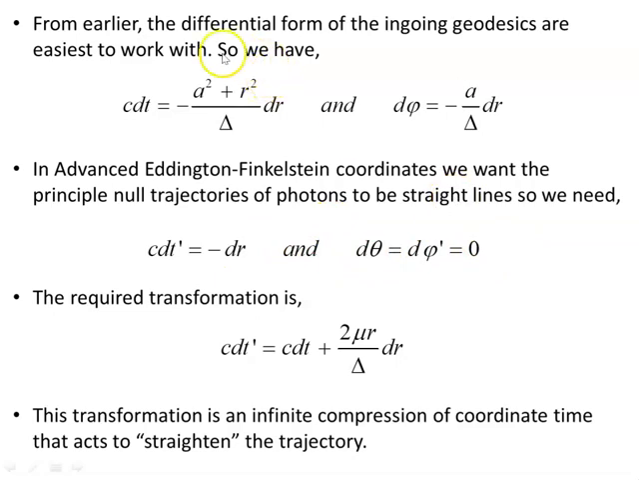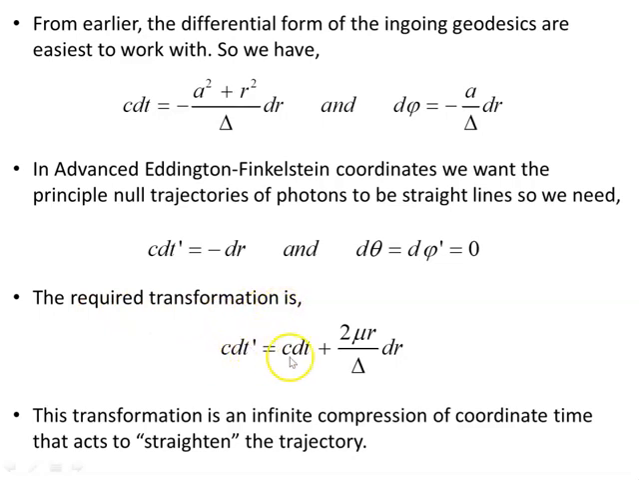Remember these principal null geodesics that were found earlier, they were in the equatorial plane. So that was the restriction there. So we seek a transformation of the form c dt dash is minus dr. Okay, we don't want c dt dash to look like this. In a sense, we sort of want to straighten it out. So it turns out the transformation will be this.